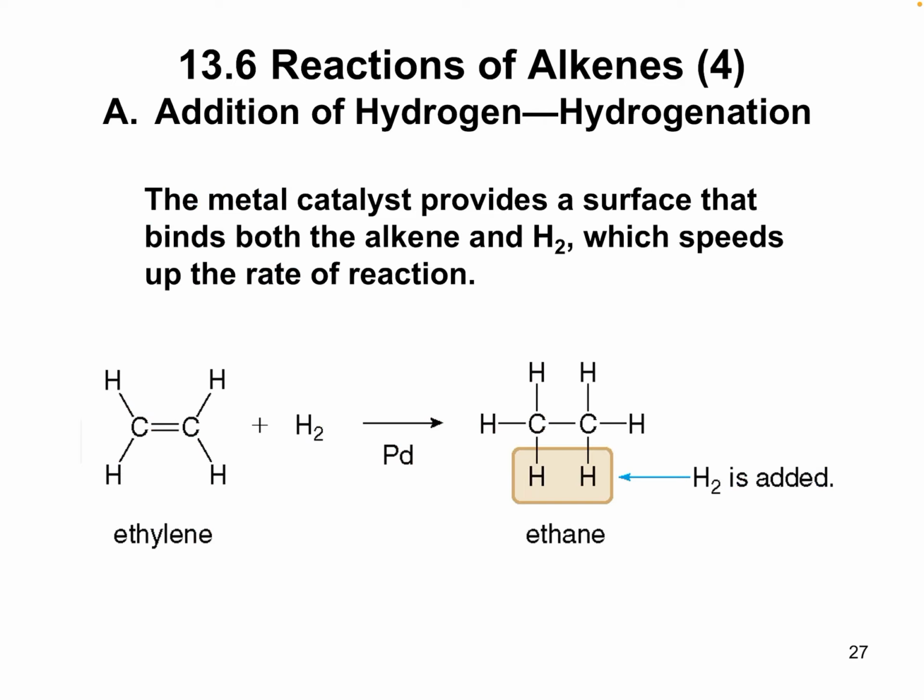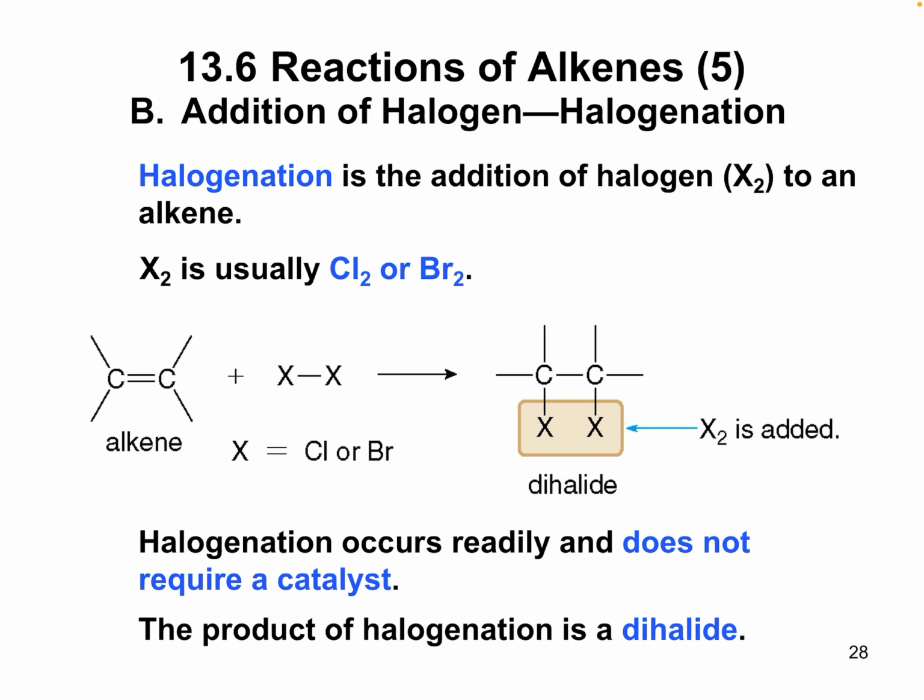So here's one example. If we have our basic 2-carbon alkene, ethylene, and we add H2 to it in the presence of palladium as a catalyst, then in the end, we end up replacing the carbon-carbon double bond with a pair of single bonds to hydrogens.